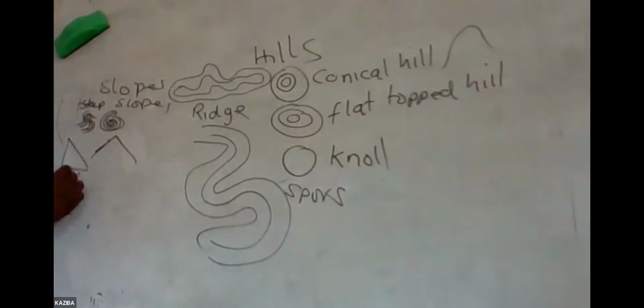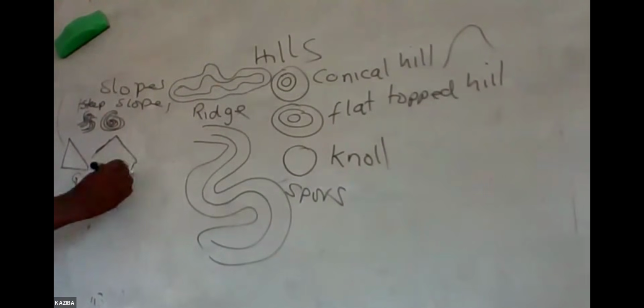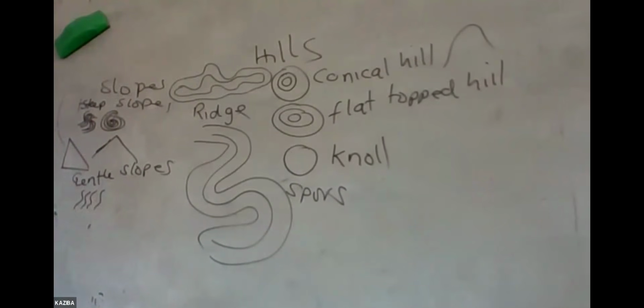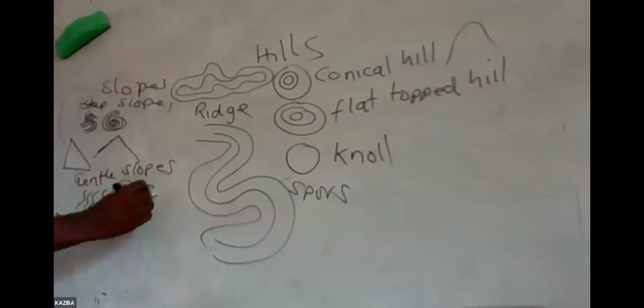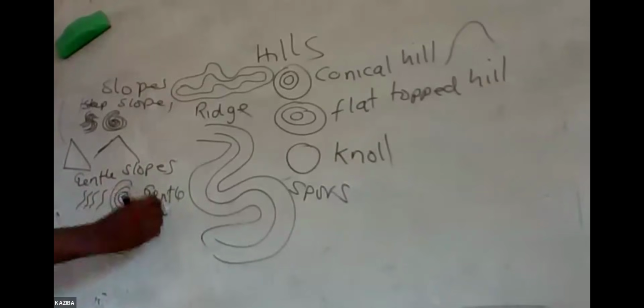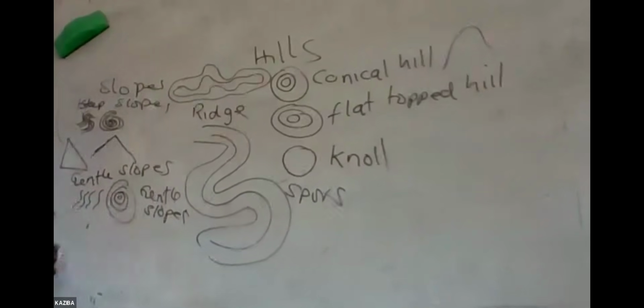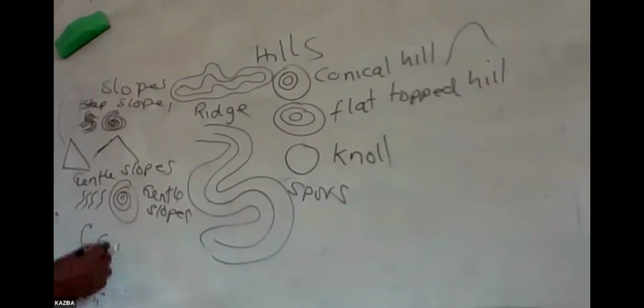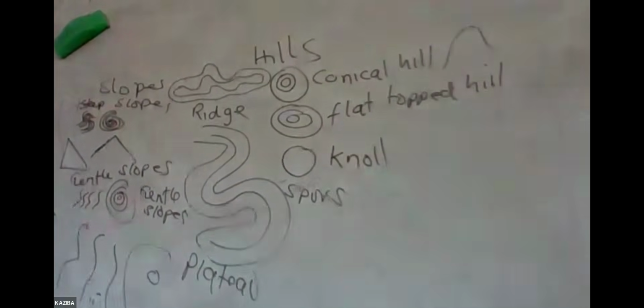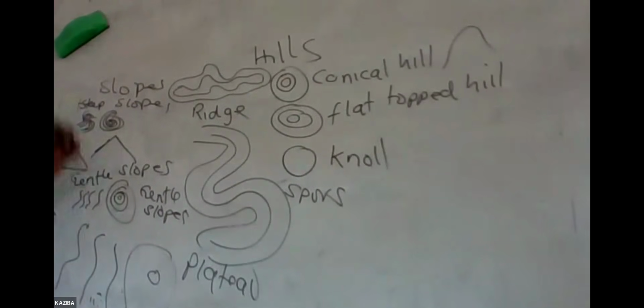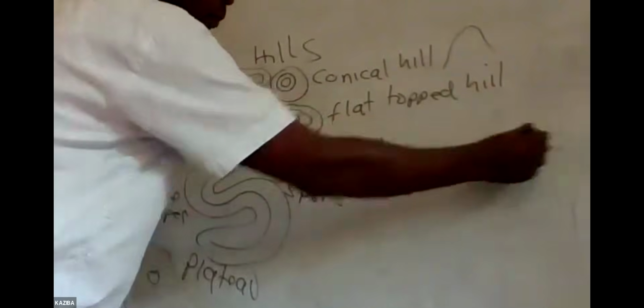Then we have gentle slopes. Gentle slopes is where I have that gap like that. Or it can be a circle, a hill, but with gentle slopes. So those are gentle slopes. Then where contours are far apart from each other like that, or like this, when the circle is big, that one is now a plateau. Are you together?